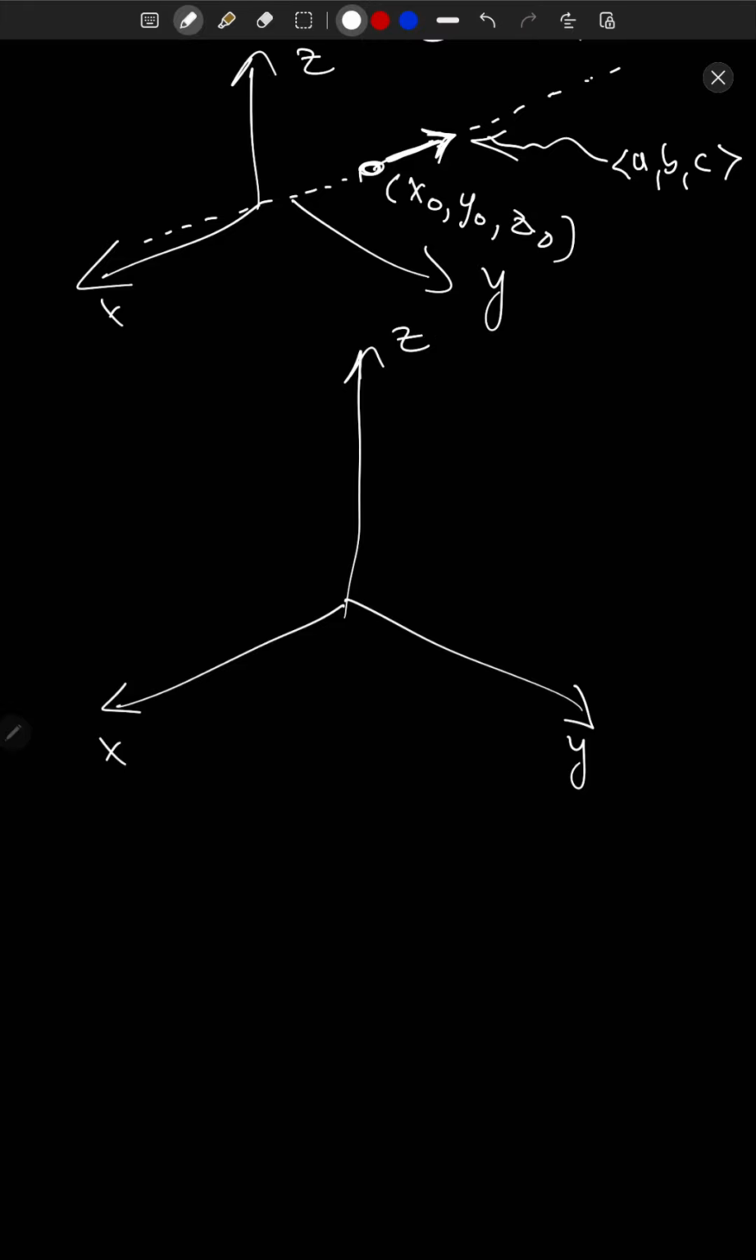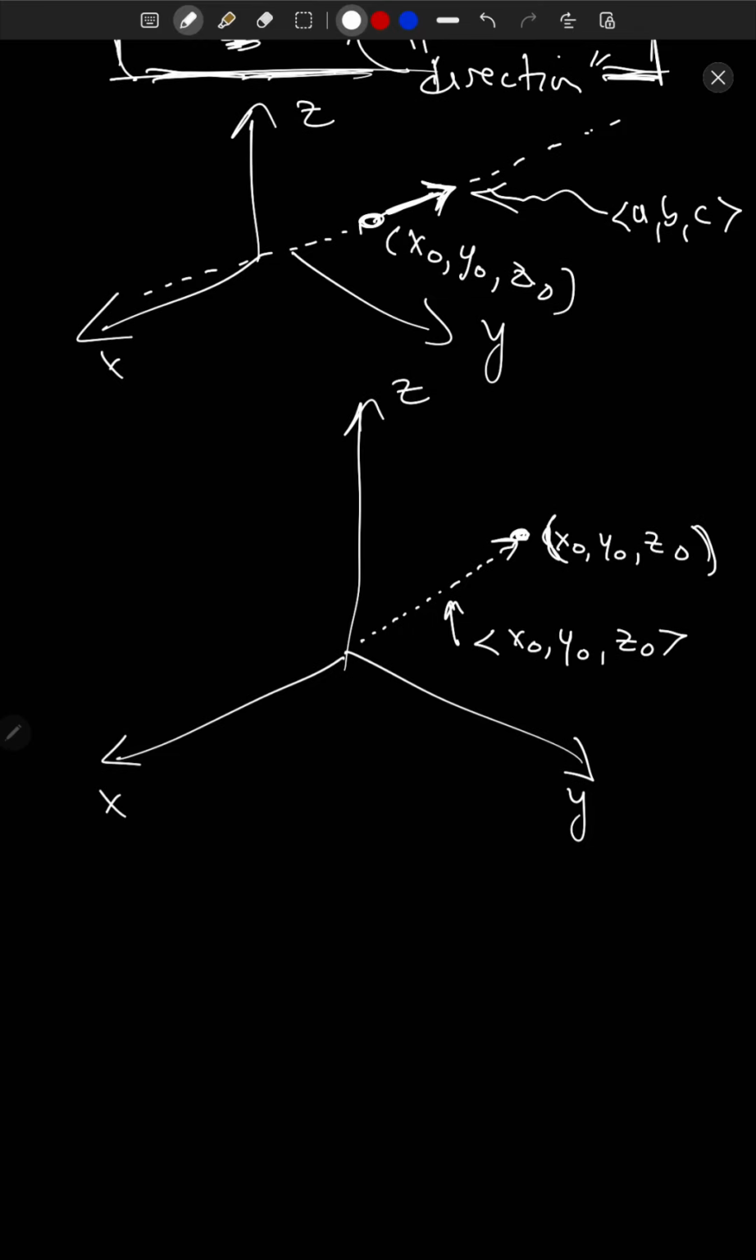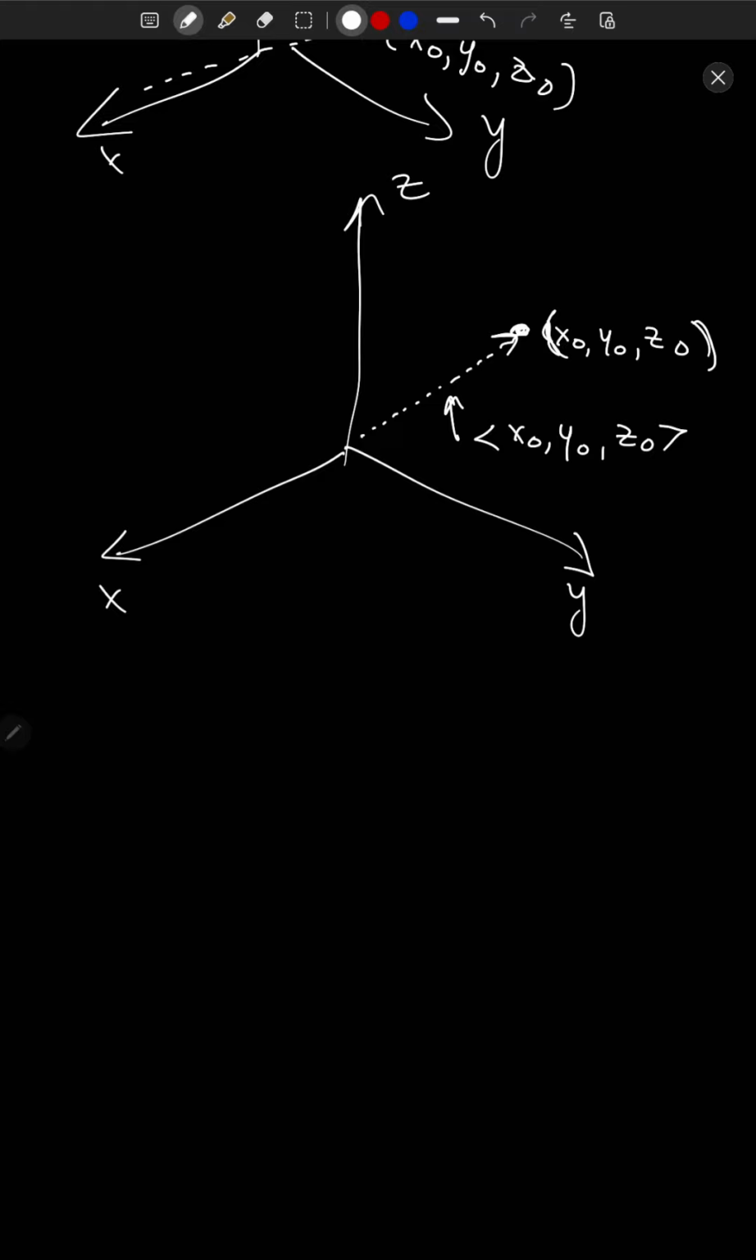Let's say my point is here, (x0, y0, z0). The way I'm going to introduce this is I'm going to think about the vector that goes from the origin to my point of interest. So this vector is ⟨x0, y0, z0⟩ in sharp brackets, in contrast to the parentheses, which just describes a point. Let's say my direction ⟨a, b, c⟩ is like this, in a different color. So this is the vector ⟨a, b, c⟩, and I've put it so that its tail is at (x0, y0, z0).